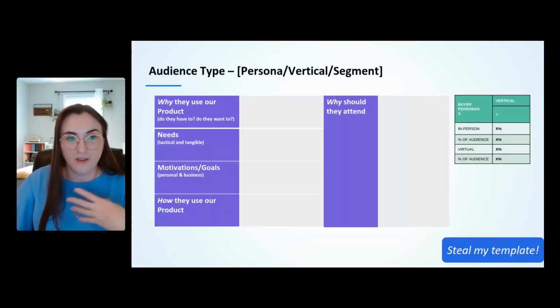If you're trying to figure out what segments you should target, this is the template that I use to figure out what personas should attend Cvent Connect.